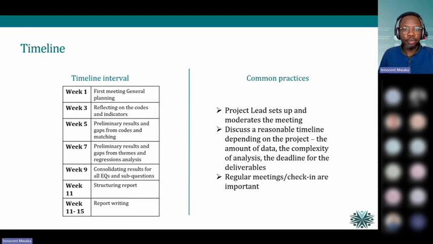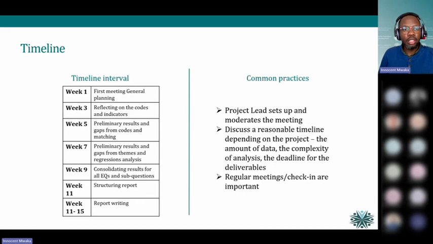Of course, and here it's important to emphasize that the project lead has to make sure that this is organized and have regular check-ins. So we started with our planning meeting, and then reflecting on the codes and the indicators in the third week after going through the data.